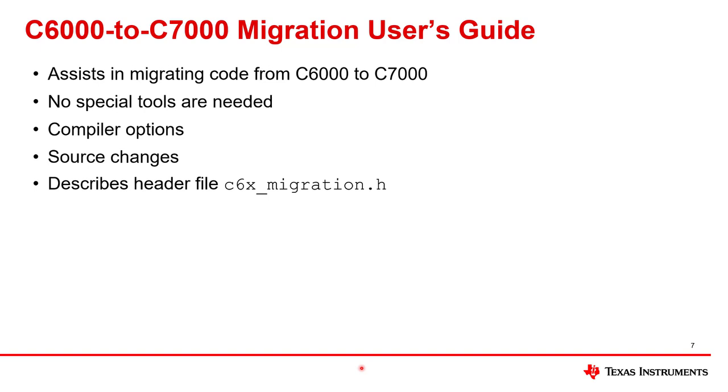Here are some details regarding the C6000 to C7000 Migration User's Guide. This is a topic not covered in this video series, but for those of you who presently have a system running on C6000 and you're interested in C7000, this manual is precisely on point for you. It talks about how you do that process. Well, no special tools are needed. The manual talks about changes with regard to compiler options, changes you need to make in the source, which really aren't very many, but there are a few things to pay attention to. And it describes a header file key to this whole thing called C6X_migration.h.